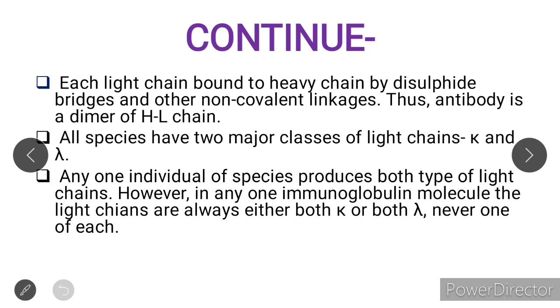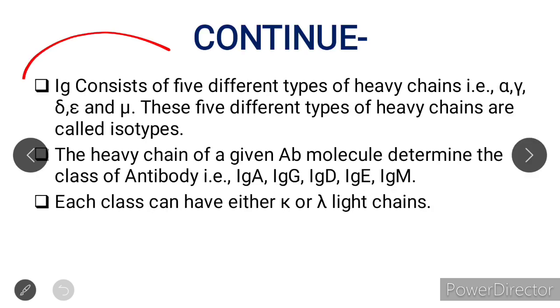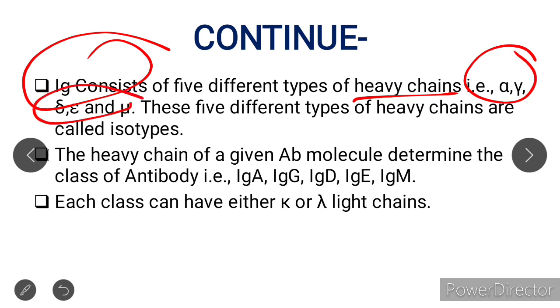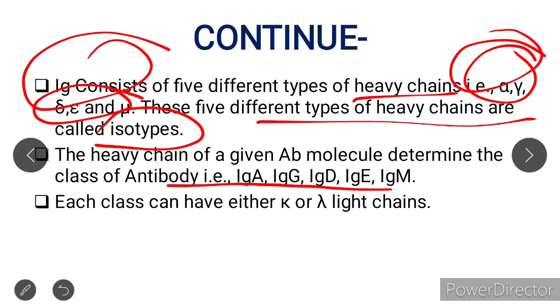Next, immunoglobulin heavy chains basically consist of 5 types that I already discussed with you: alpha, gamma, delta, epsilon, mu. These 5 different types of heavy chains are called isotypes. Isotypes simply means there is a difference in their amino acid sequence only, and because of this difference they are classified into these types. Each class has either kappa or lambda, but not both of them.